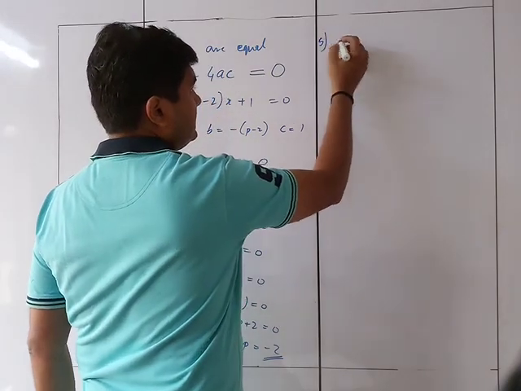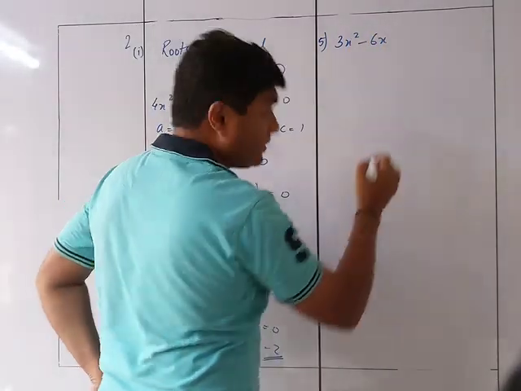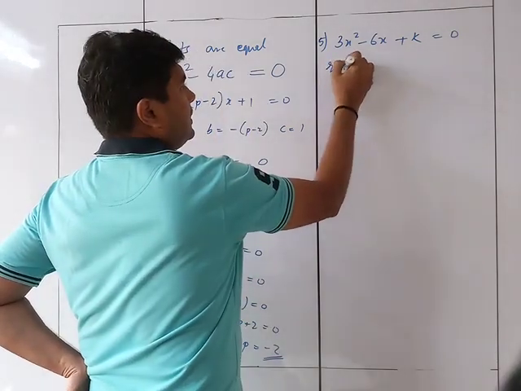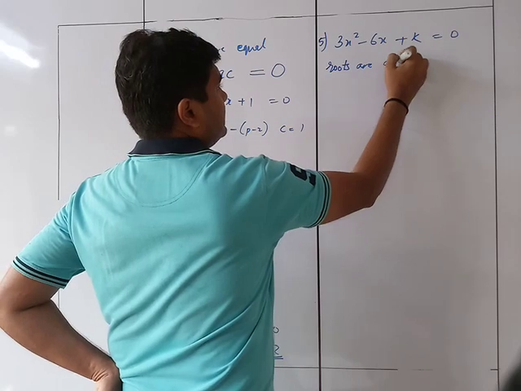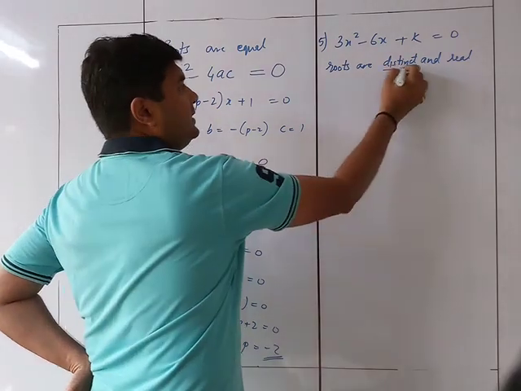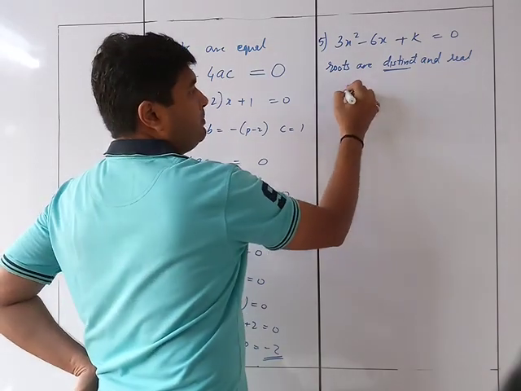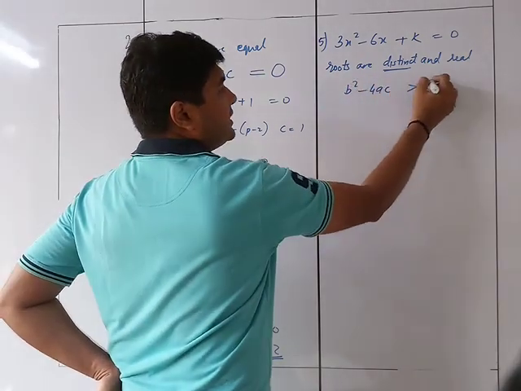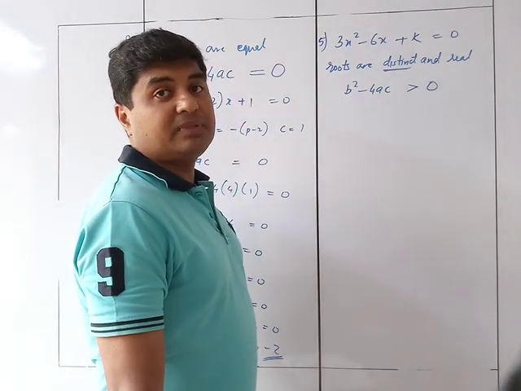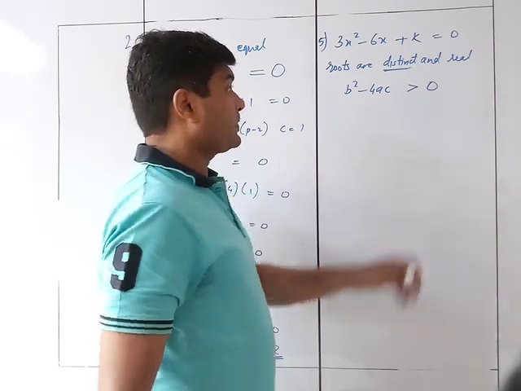So the fifth one is 3x square minus 6x plus k is equal to 0, and it is given that the roots are distinct and real. What do you understand by distinct? Unequal. Distinct means unequal. Real is already known. That's why we know that b square minus 4ac is greater than 0. So you will find here that the value of k will be in the form of an inequation, because the sign over here is a greater than sign.